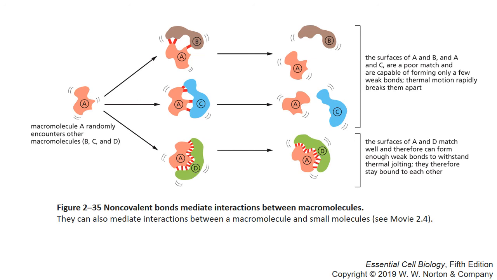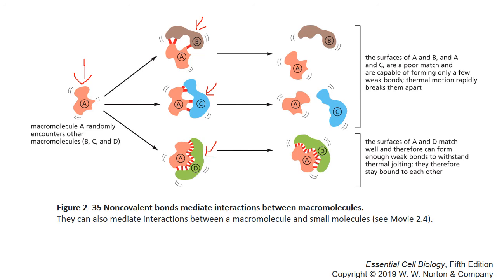So figure 2.35 shows a macromolecule A that will encounter other macromolecules labeled B, C, and D. Now, why do we care about this?